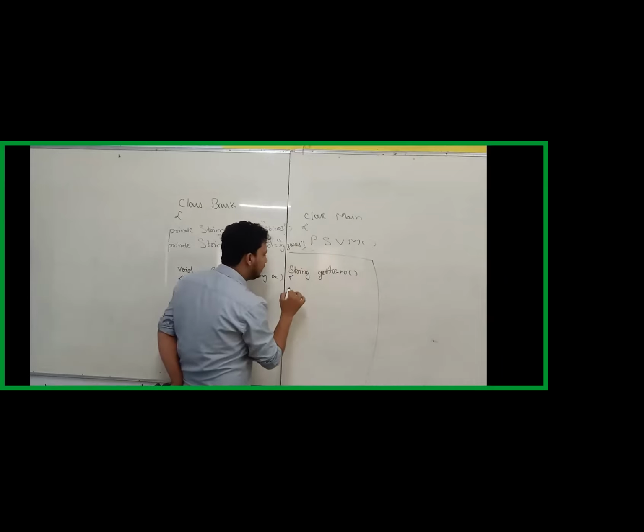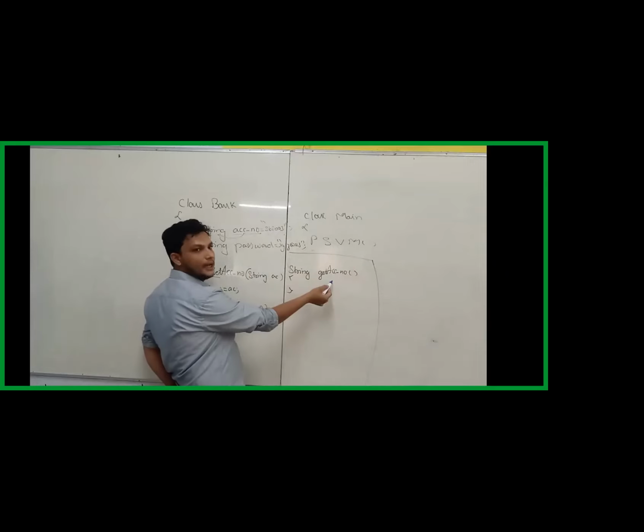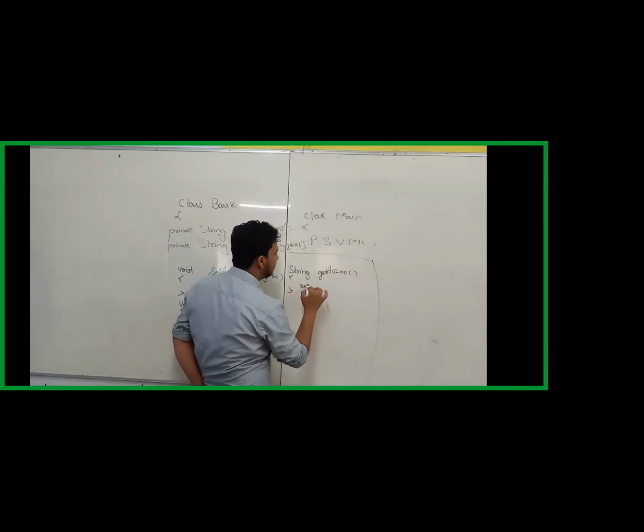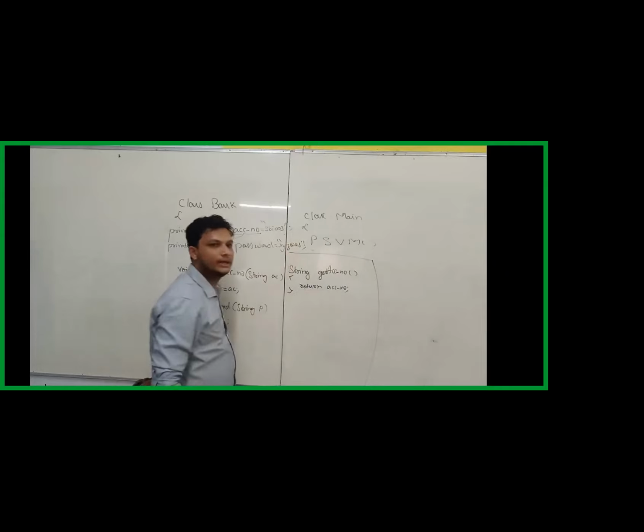Okay, and I'll give the body for the method. Now I want to return what? The account number in this method. So I'll just use the return keyword here: return account number. That's it. The getter is ready.